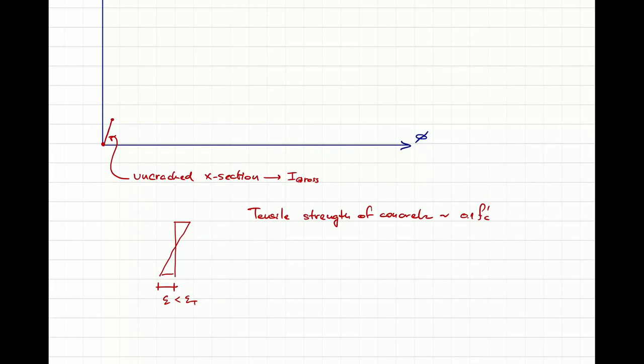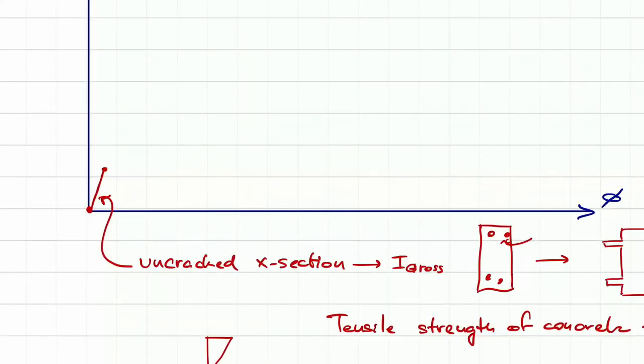So your I gross is taken from the whole cross section, so you have the steel, and then you use the modular ratio to make the cross section look like this. You learned in undergraduate when you learn about the composite cross section. This is from the modular ratio. Okay, you get to this point already.